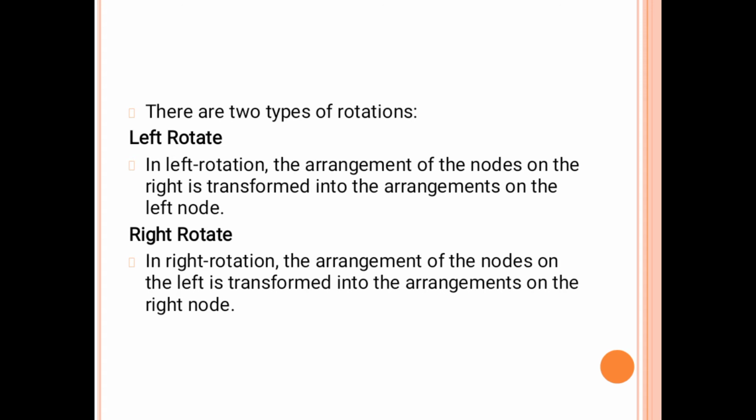There are two types of rotations, left rotation and right rotation. In left rotation, the arrangement of the nodes on the right is transformed into the arrangement on the left node. This is the left rotation. Coming to the right rotation, in right rotation the arrangement of the nodes on the left is transformed into the arrangement on the right node. This is the right rotation.